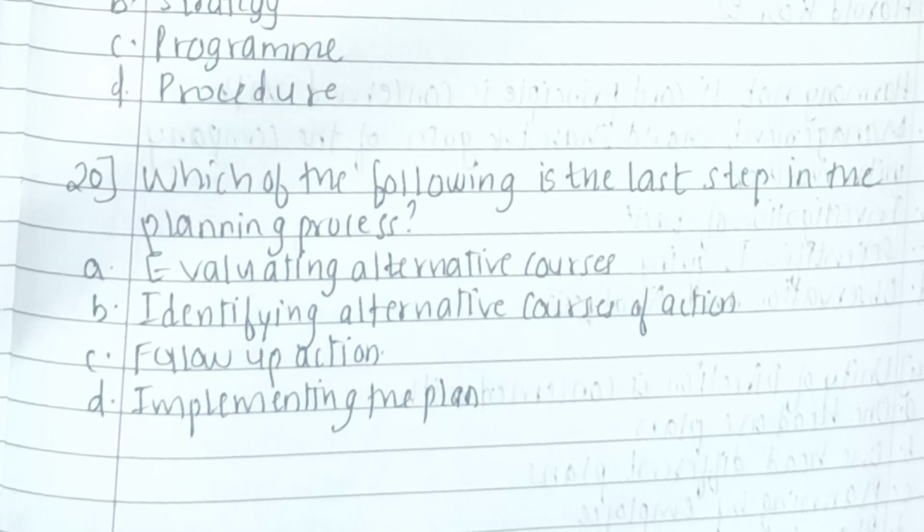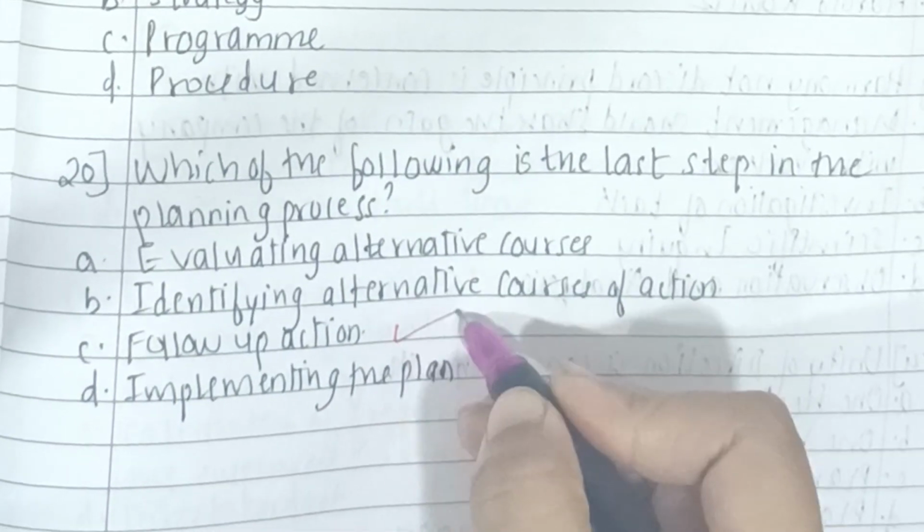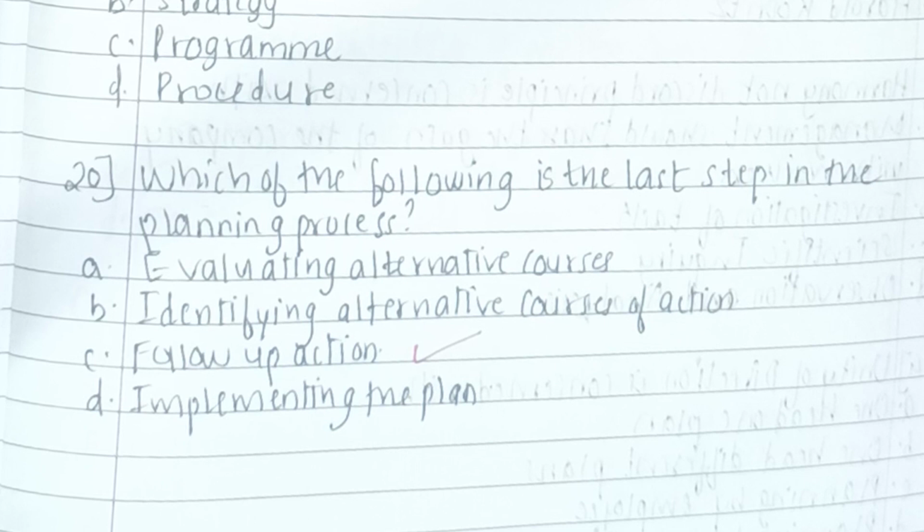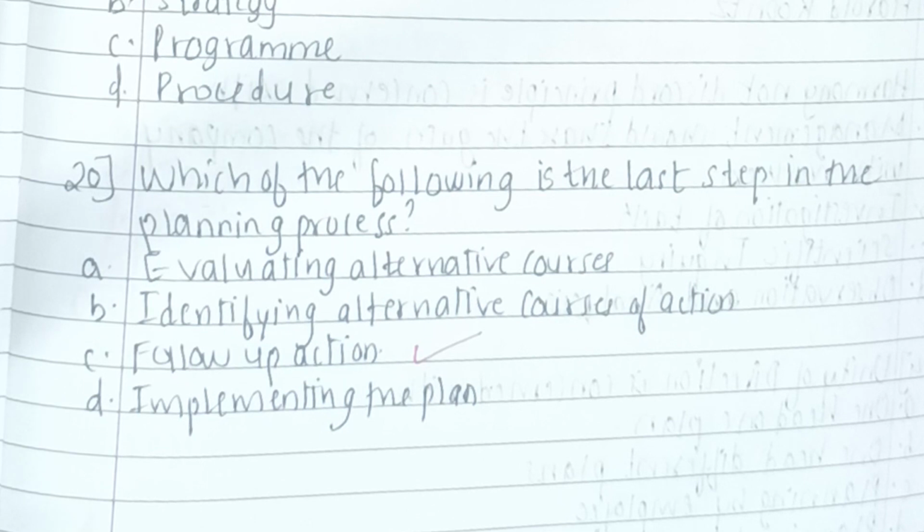Next is, which of the following is the last step in the planning process? So you need to know the planning process really well. The options given to us are evaluating the alternative courses, identifying the alternative courses of action, follow up action and implementing the plan. So here the right answer is follow-up action, because in this step we see whether the plans are being implemented and the activities are being performed according to the schedule, which is also a part of the planning process. Monitoring the plans is equally important in order to see that whatever objectives we intended to achieve are achieved or not.